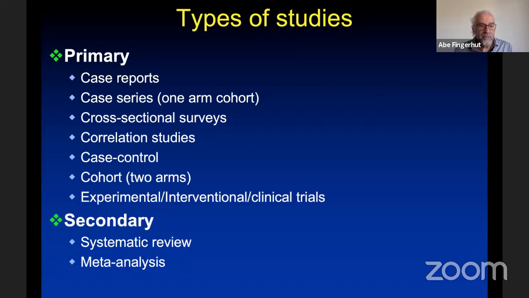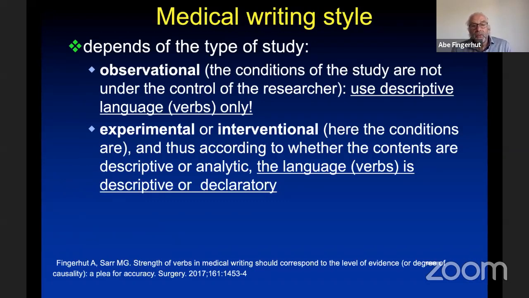The difference here is very easy to understand. Primary studies, whether they're observational or experimental, use data that we are collecting at the time. Whereas secondary studies are using data that comes from another study. And this is what we find when we do a systematic review, or a narrative review, or a meta-analysis. We're using data that comes from other publications. It's not our data. So the verbs that we use, the way we describe or analyze or declare, are very dependent on whether it's a primary study or a secondary study. So the style that we use depends on the type of study.